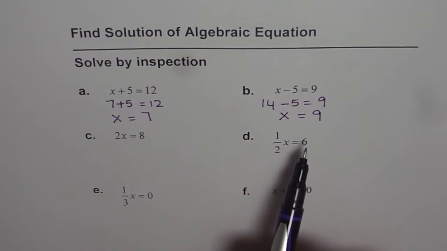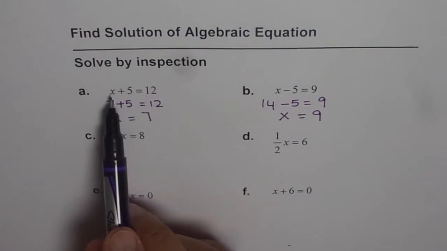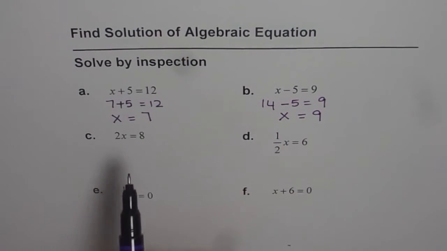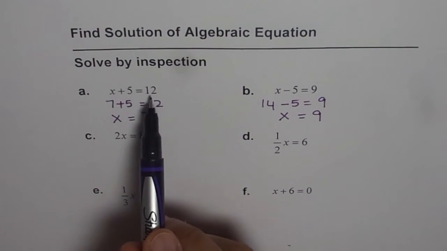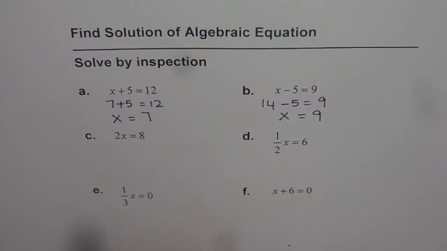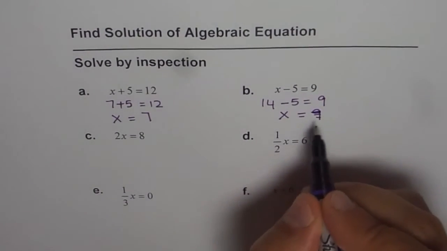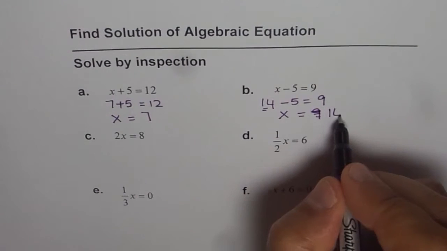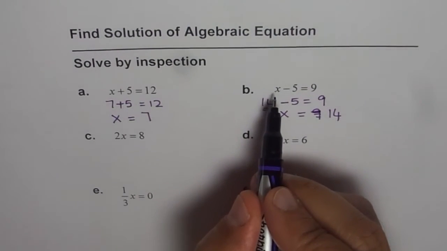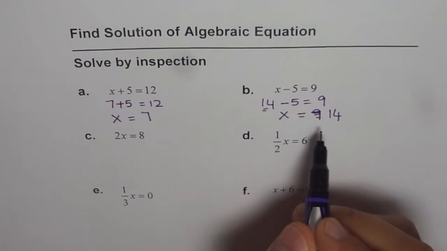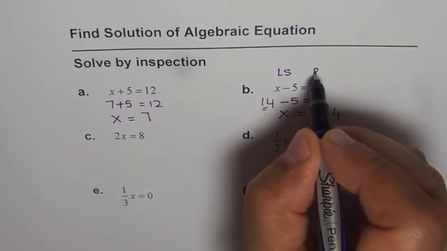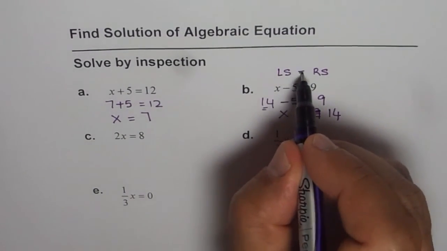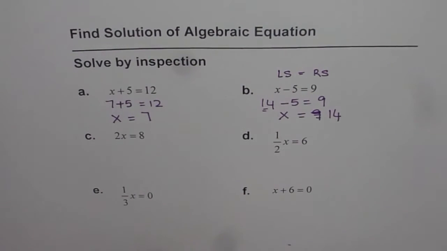I hope you understand the concept of solution. That is, what value of x will make the left side equal to the right side. If I put 7 here, 7 plus 5 is 12. That is the value of the left side, and the right side is 12. That means the equation is balanced, and that is the right solution. Well, I wrote it wrong here. x is equal to 14, so I should have written x equals 14. Now if I put 14 here, I get 14 minus 5 as 9. 14 minus 5 is my left side, and that is my right side. Solving an equation means making them equal. Let's continue with this concept and move on.